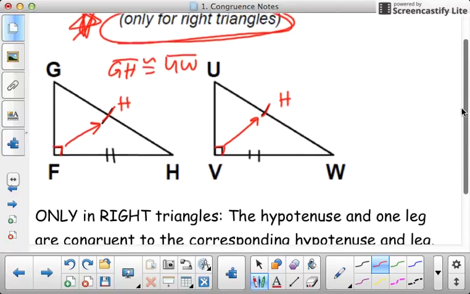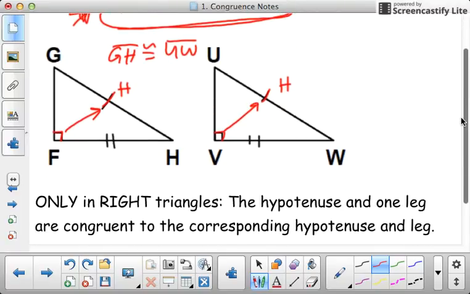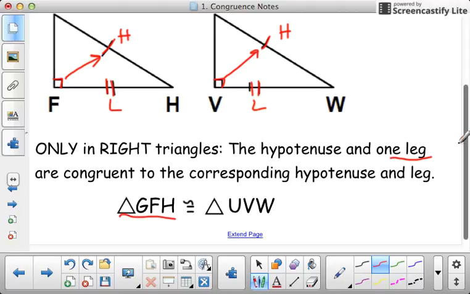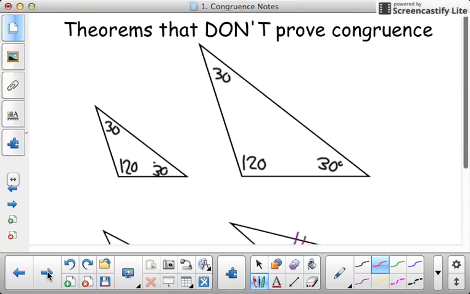And then the only other piece of information I need is a leg. So a leg could be any line. It could be G to F and U to B, or it could be F to H and B to H. Knowing this, here's a leg, here's a leg. This proves that these two right triangles are congruent. That's all I need. I can say now GFH is congruent to UVW based on this information. So what I've done is shown you the 5 ways that you can prove triangles are congruent using a combination of angles and sides.